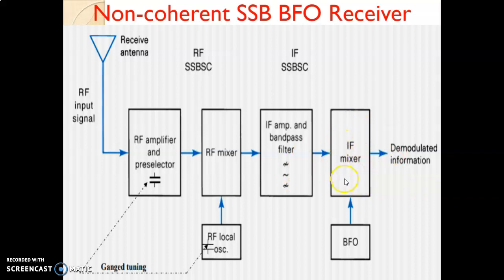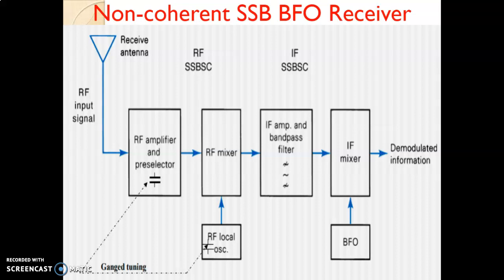Now, why is there another mixer? Because whatever signal we are receiving is our single sideband suppressed carrier signal. The intermediate signal is also a single sideband suppressed carrier signal, but we know that we have to insert some amount of carrier, which is nothing but reduced carrier. That is nothing but SSB RC.